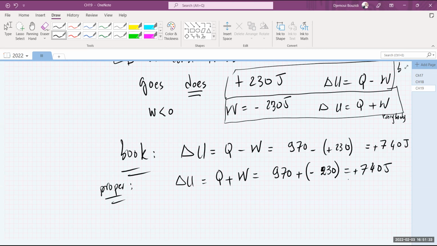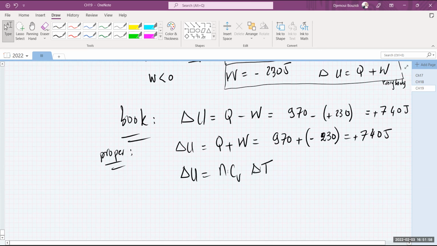Now calculate the change in internal energy, and now calculate gamma. They didn't give us gamma. Well, we know for one thing that this delta U is equal to N CV delta T. Look what they gave us. They gave us N. They gave us CV. Oh, they didn't give us CV. We need to find it. But they gave us delta T.